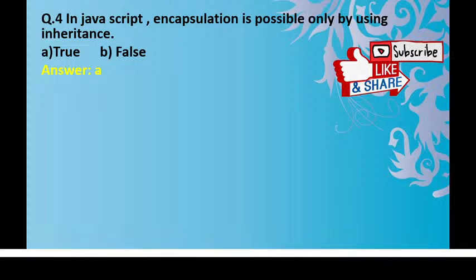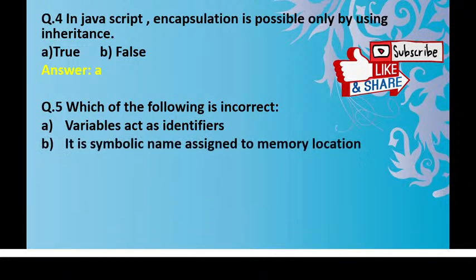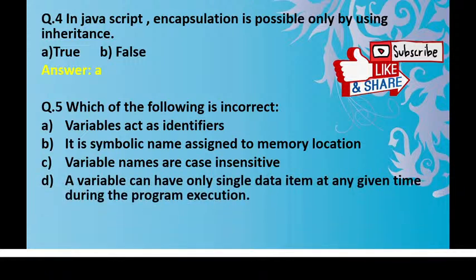Next question is question number 5. Which of the following is incorrect? A. Variables act as identifiers. B. It is a symbolic name assigned to memory location. C. Variable names are case insensitive. D. A variable can have only single data item at any given time during the program execution. Which of the following is incorrect?